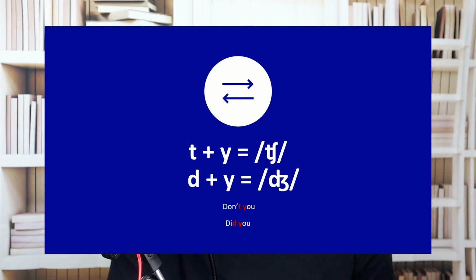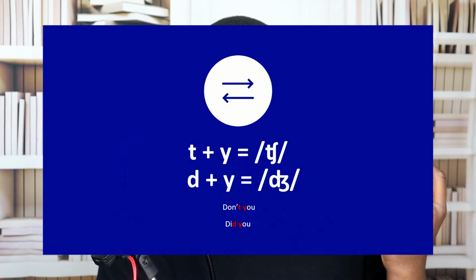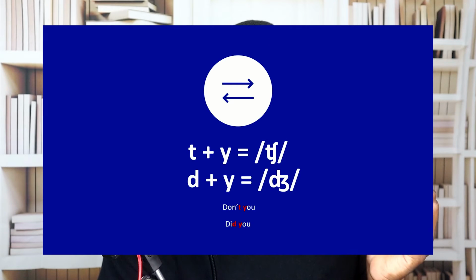Another one is assimilation. It happens when the combination of two sounds produce another sound. For instance, ta plus ya will sound cha. So instead of saying don't you, native speakers would say don't you. And same applies to da plus ya, which will sound ja. Instead of saying did you, native speakers would say did you. Another one is germination.